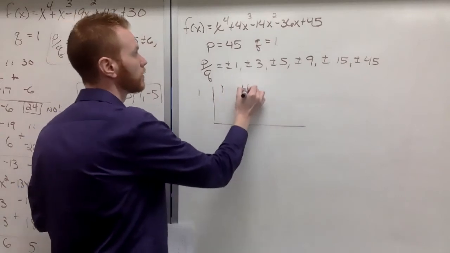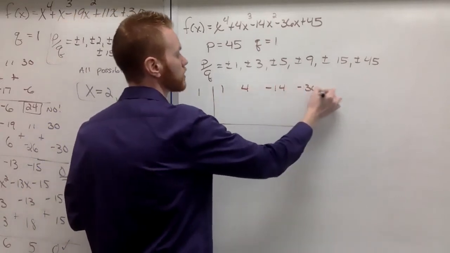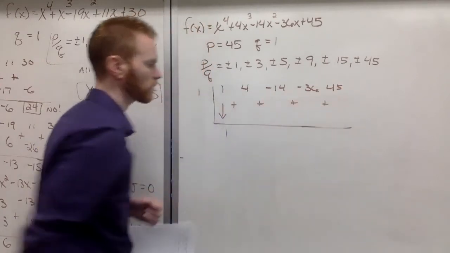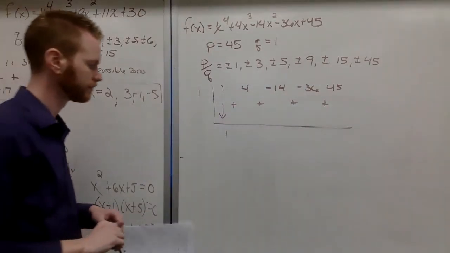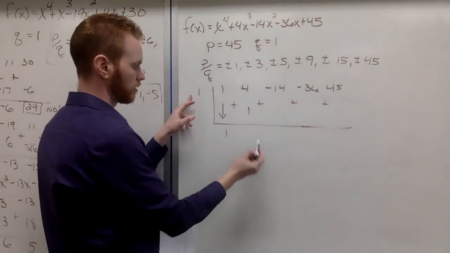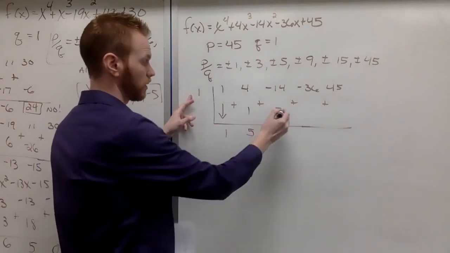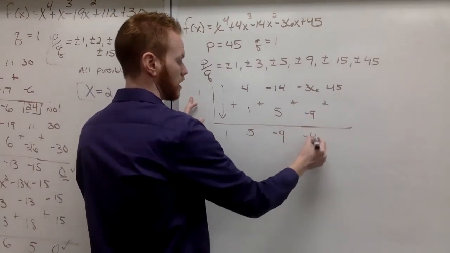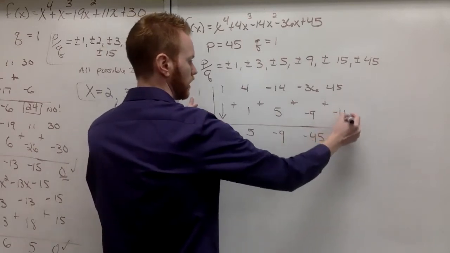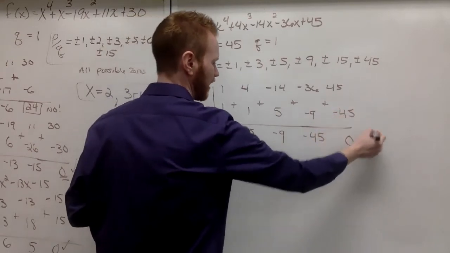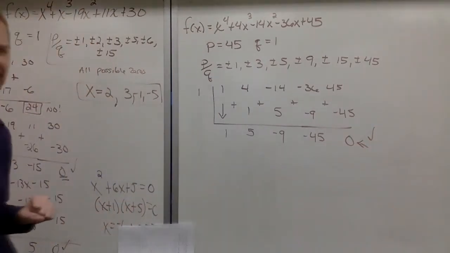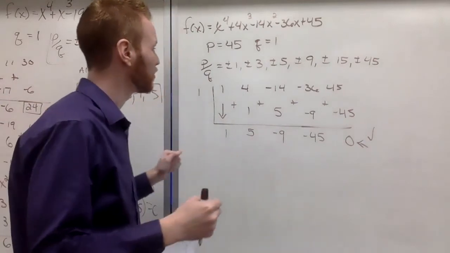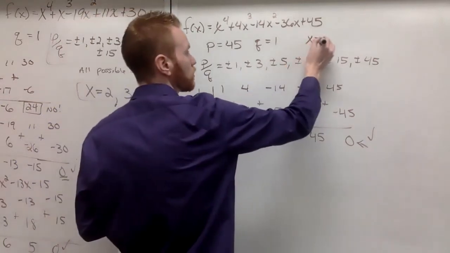So here we go. 1, 4, negative 14, negative 36, 45. All right, here we go. Let's go ahead and divide this out. So multiply, we add, multiply, add, multiply, add, multiply, add. Hooray! One worked. Who would have thought it? Maybe this guy. But one is a solution. Okay, so x equals 1 would work.